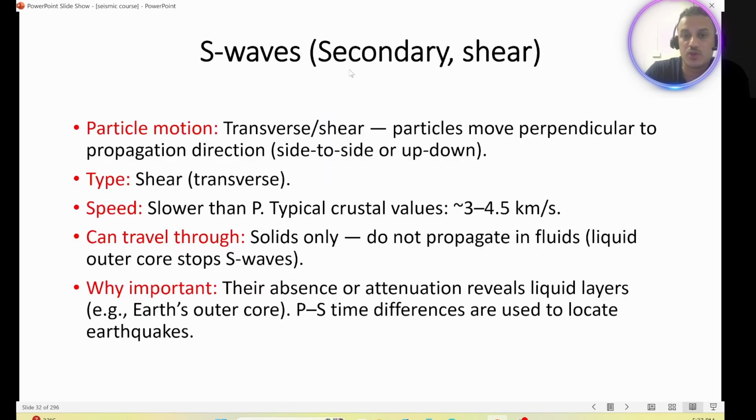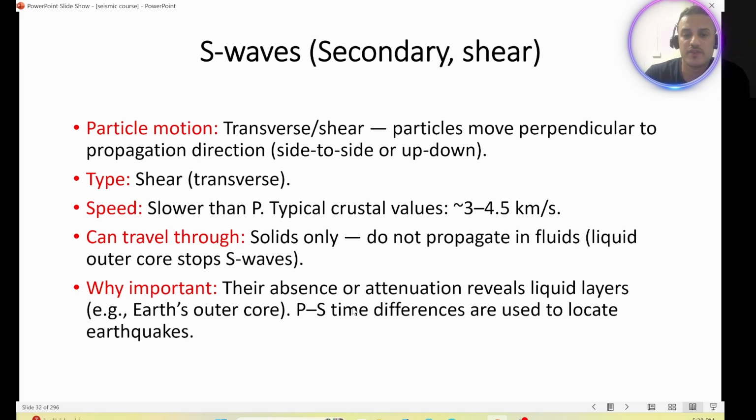The S wave, also called secondary or shear wave, is transverse. Particles move perpendicular to the propagation direction, side to side or up and down. So this type is called the shear or transverse wave. The speed is slower than the P wave, typically 3 to 4.5 km per second. It can travel only through solids, not through liquids.